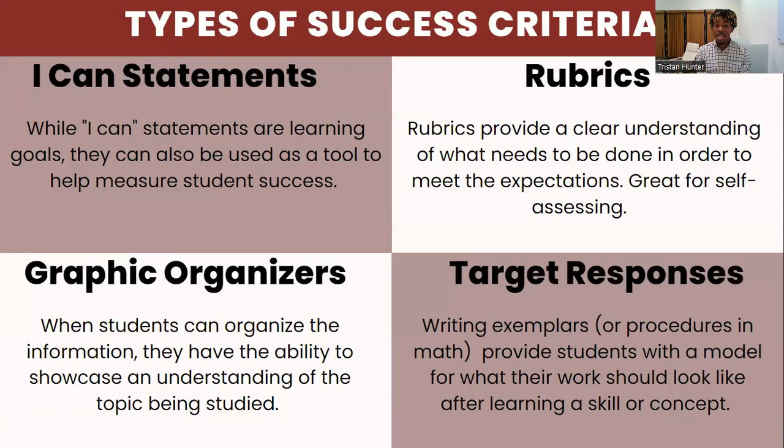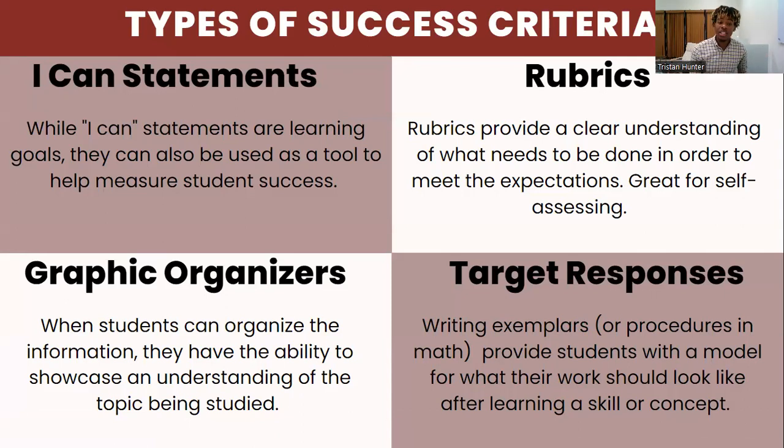So the really interesting thing, y'all, about I can statements is that while I can statements are our learning goals, they can also be used as a tool to help measure student success. So if at the beginning of my lesson, my students know that the objective is to be able to cite textual evidence, when I create my success criteria for whatever assignment or task I'm giving my students at the end of the class period, one of the success criteria factors can be, oh, I can cite textual evidence, or textual evidence is cited.